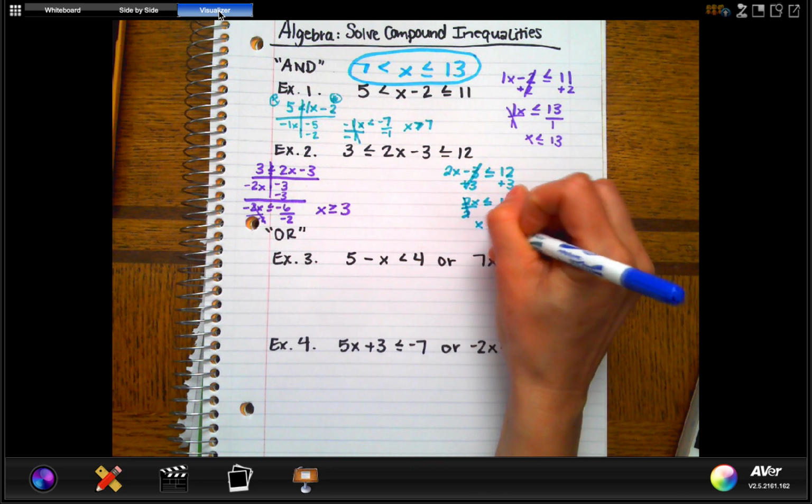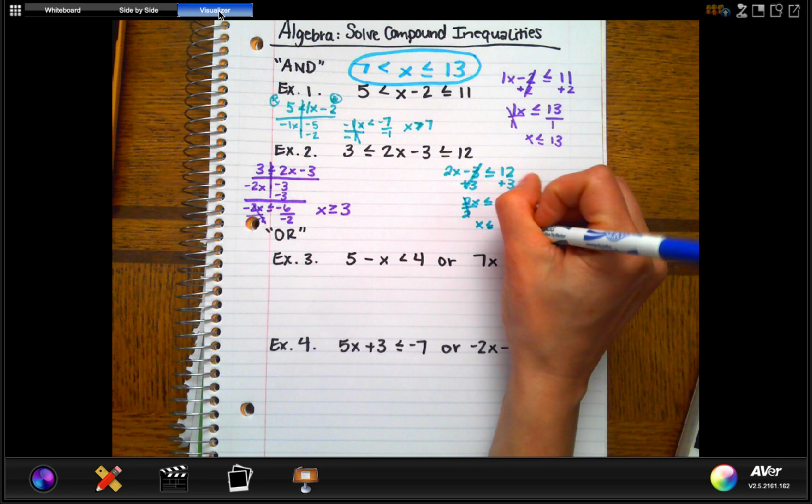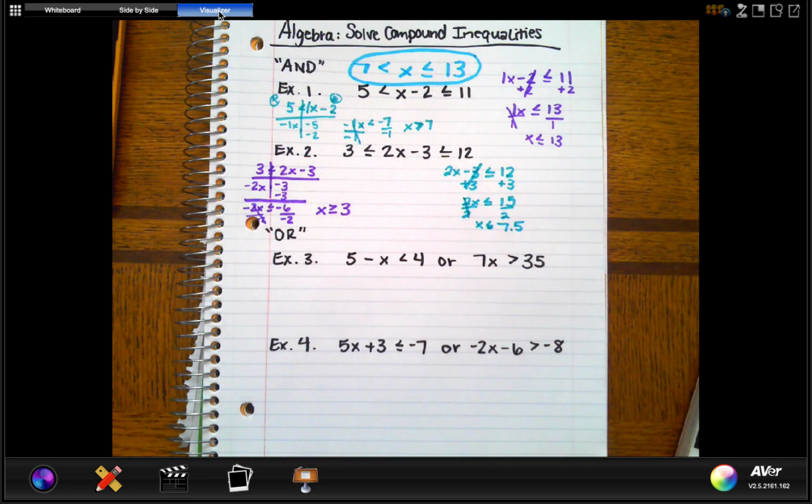And x is less than or equal to, and I just realized I got a decimal here, and that's okay. Sometimes that'll happen. On the homework paper, you will not have any decimals. I don't believe. I will double check.